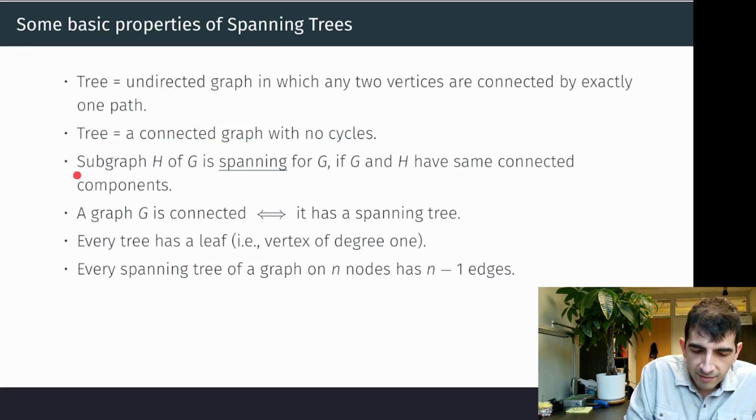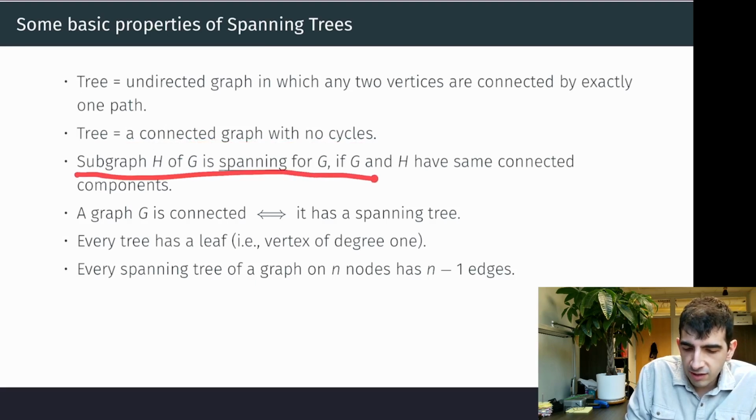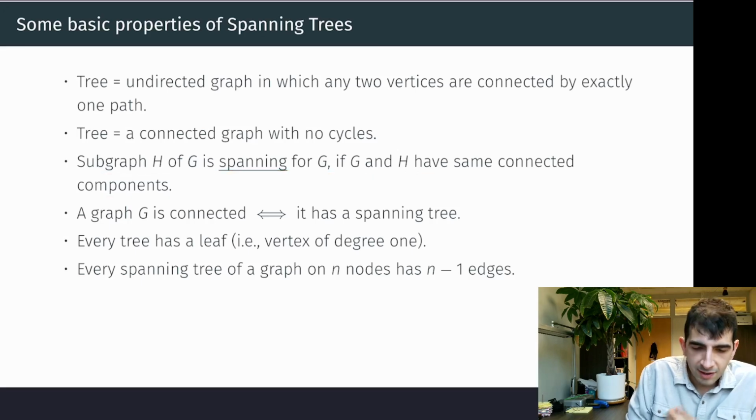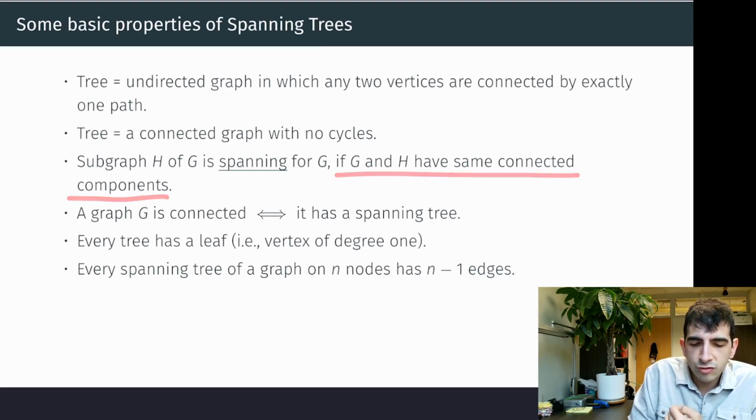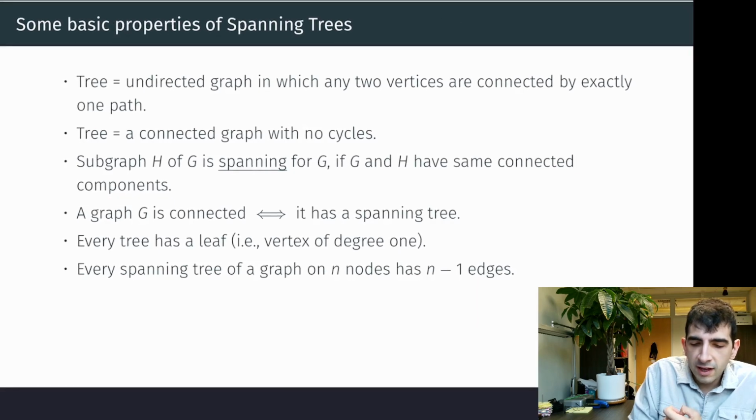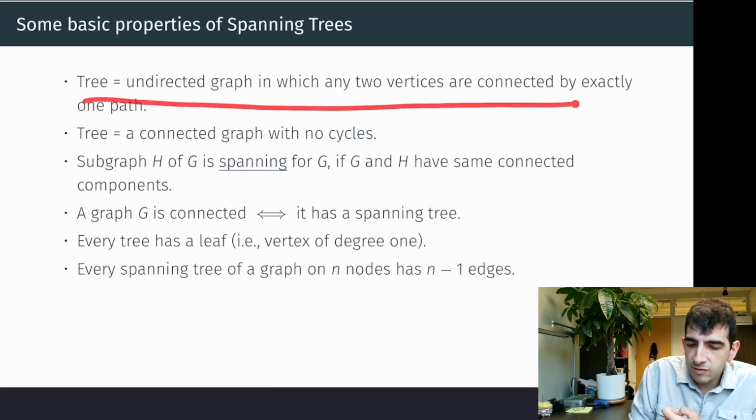And a subgraph H of G is a spanning subgraph for G if G and H have the same connected components. Okay? So a spanning subgraph could have cycles, right? A spanning subgraph is simply a subset of edges where the edges still maintain the same connectivity. A tree has no cycles, and is an undirected graph in which any two vertices are connected by one path.